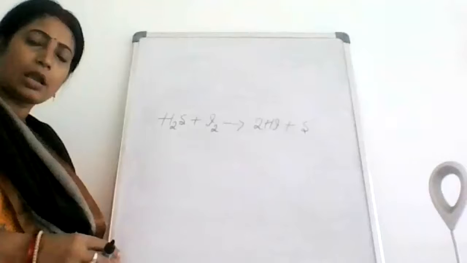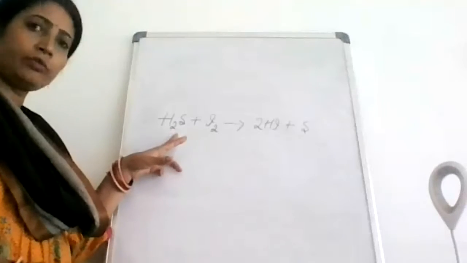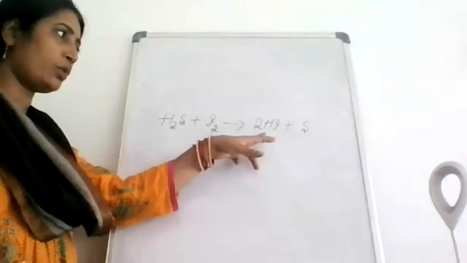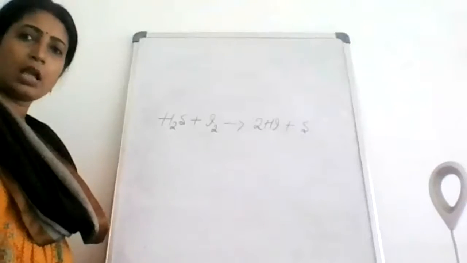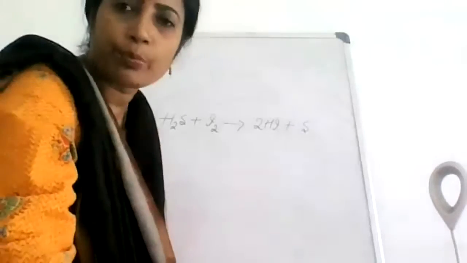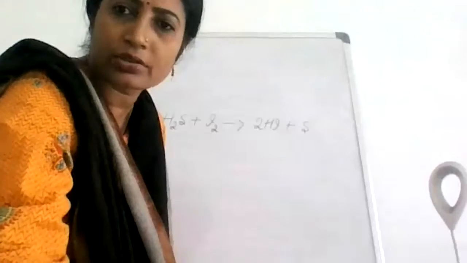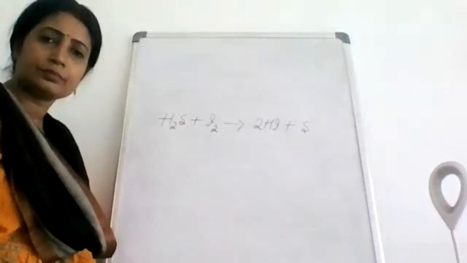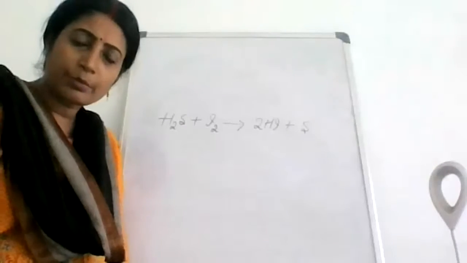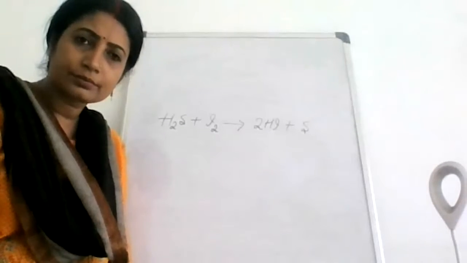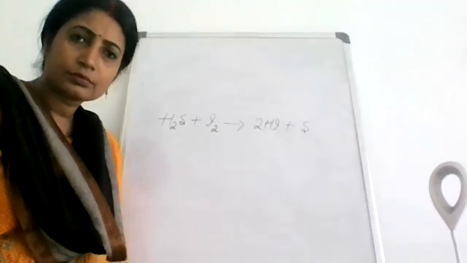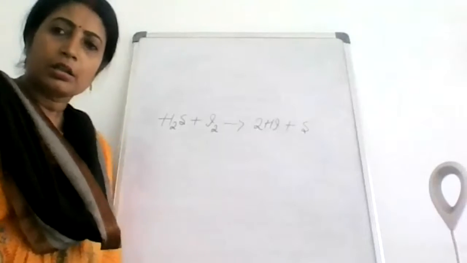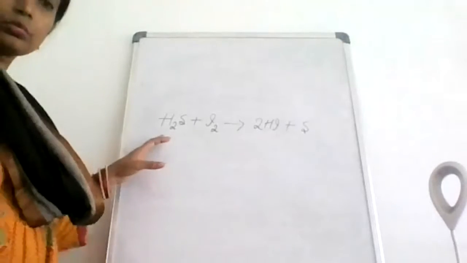Online class. Yesterday I gave you this question: hydrogen sulfide reacts with iodine to give hydrogen iodide and sulfur. I gave you homework to prove this reaction as a redox reaction. I hope that all of you have completed it. Has everyone completed this? Yes, ma'am. If anybody hasn't completed, please note it down.